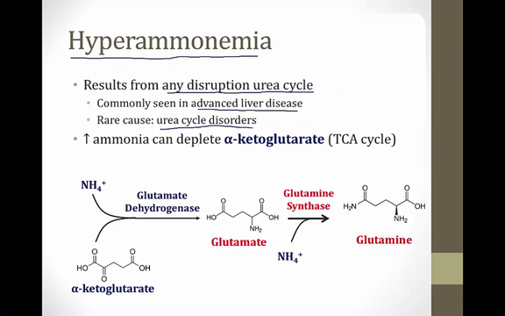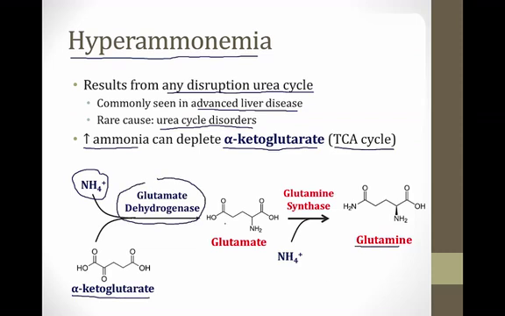On a biochemical level, the reason that high levels of ammonia are bad is because they can deplete alpha-ketoglutarate, which is an intermediate in the TCA cycle. Recall this step I've shown at the bottom of the screen in ammonia metabolism. Ammonia can be combined with alpha-ketoglutarate by the enzyme glutamate dehydrogenase. This ultimately leads to the production of glutamine. So if the ammonia levels are very, very high, all of the alpha-ketoglutarate will be tied up in glutamine, and you won't have enough for the TCA cycle so that cells can function properly.